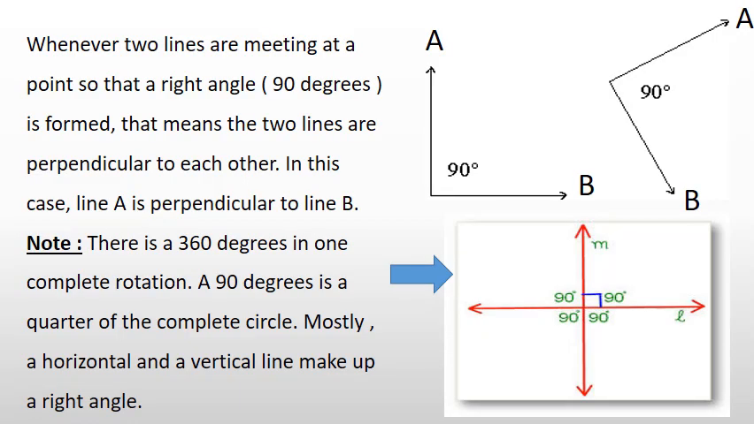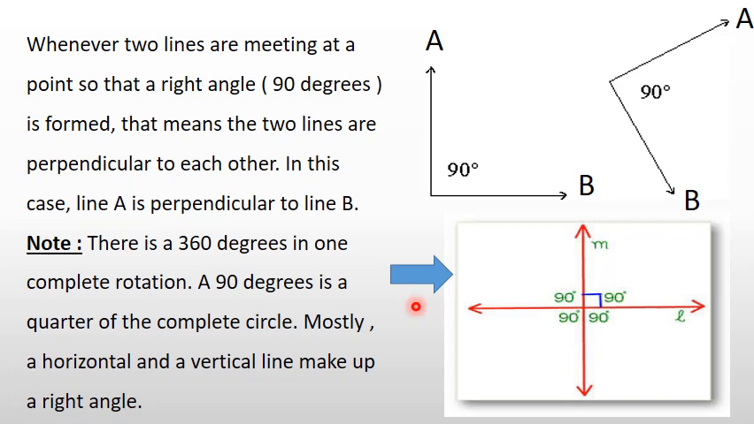First of all, you need to understand what is a right angle. This is what you have learned in your previous class as well. What is a right angle? A right angle is basically 90 degrees.